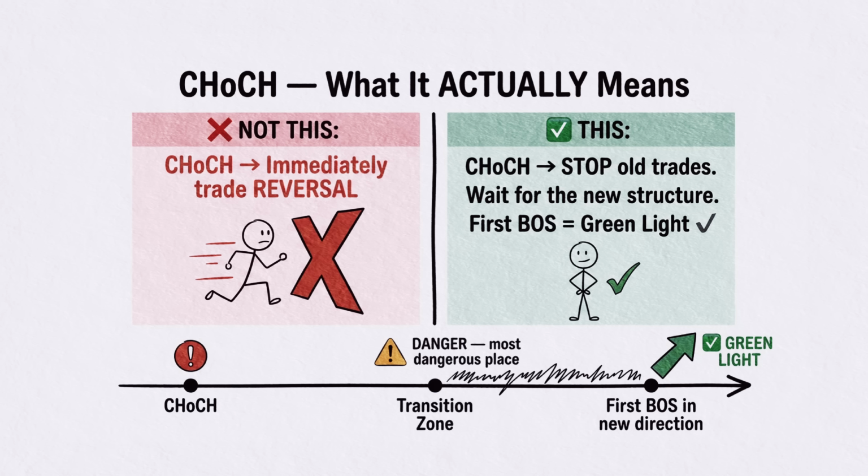Here's what actually happens after CHoCH. The market almost never jumps straight into a new trend. There's usually a ranging or consolidation period. This is where smart money builds their position for the new direction. The new trend is confirmed only when you see the first BOS in the new direction. So remember, CHoCH equals stop old trades. First BOS after CHoCH equals green light for the new direction.